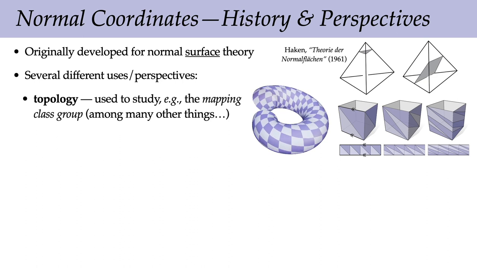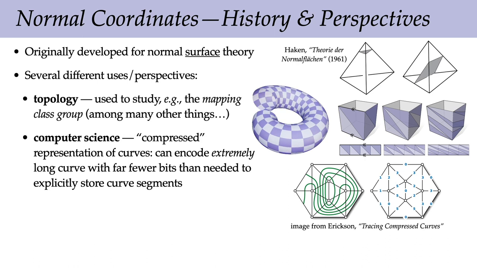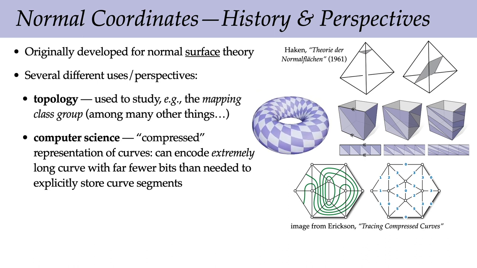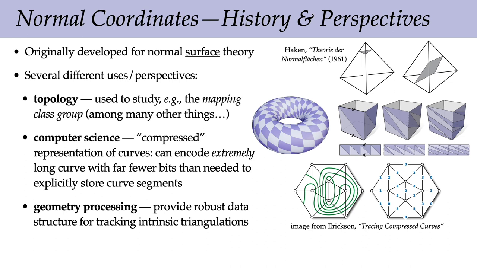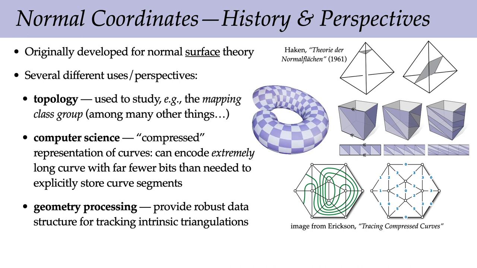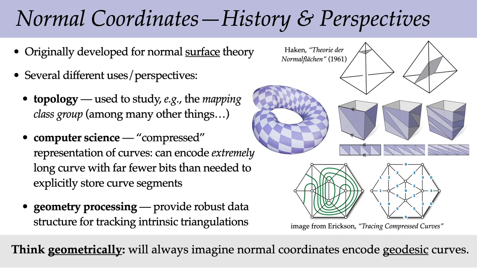Well, that I can actually describe by a triangulation that experiences what's called a Dehn twist, that takes this same kind of twisting. In theoretical computer science, normal coordinates are viewed as a compressed representation of curves. So you can imagine they can encode an extremely long curve that winds around the surface many, many times with far fewer bits than would be needed to explicitly store these curve segments. In geometry processing, these normal coordinates are going to help us get a robust data structure for tracking intrinsic triangulations. And we're going to change a little bit the way that topologists think about these normal curves. We're always going to imagine that the curves are not normal curves, but are actually straight geodesic curves. And that's why they don't enter and exit from the same edge.